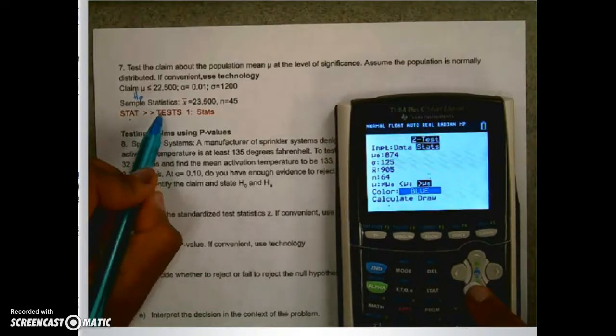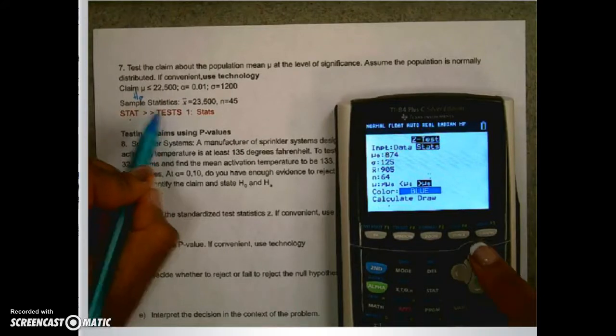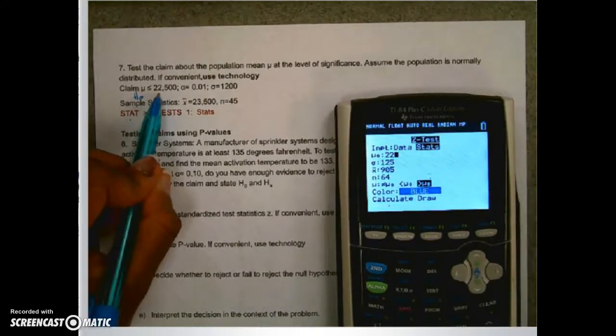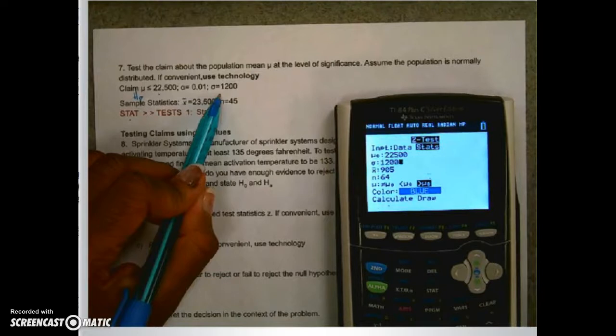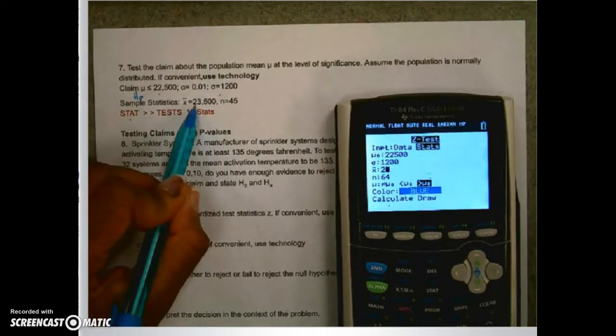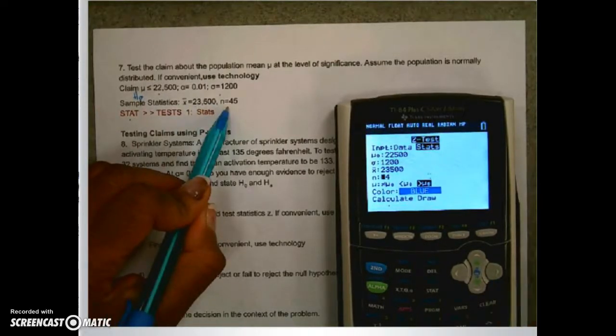So the first thing they're asking me for is the population mean. That's given as 22,500. The next thing is the standard deviation, which is 1,200. What's the sample mean? Well, the sample mean is 23,500. How many people were in this sample, or subjects, this many?